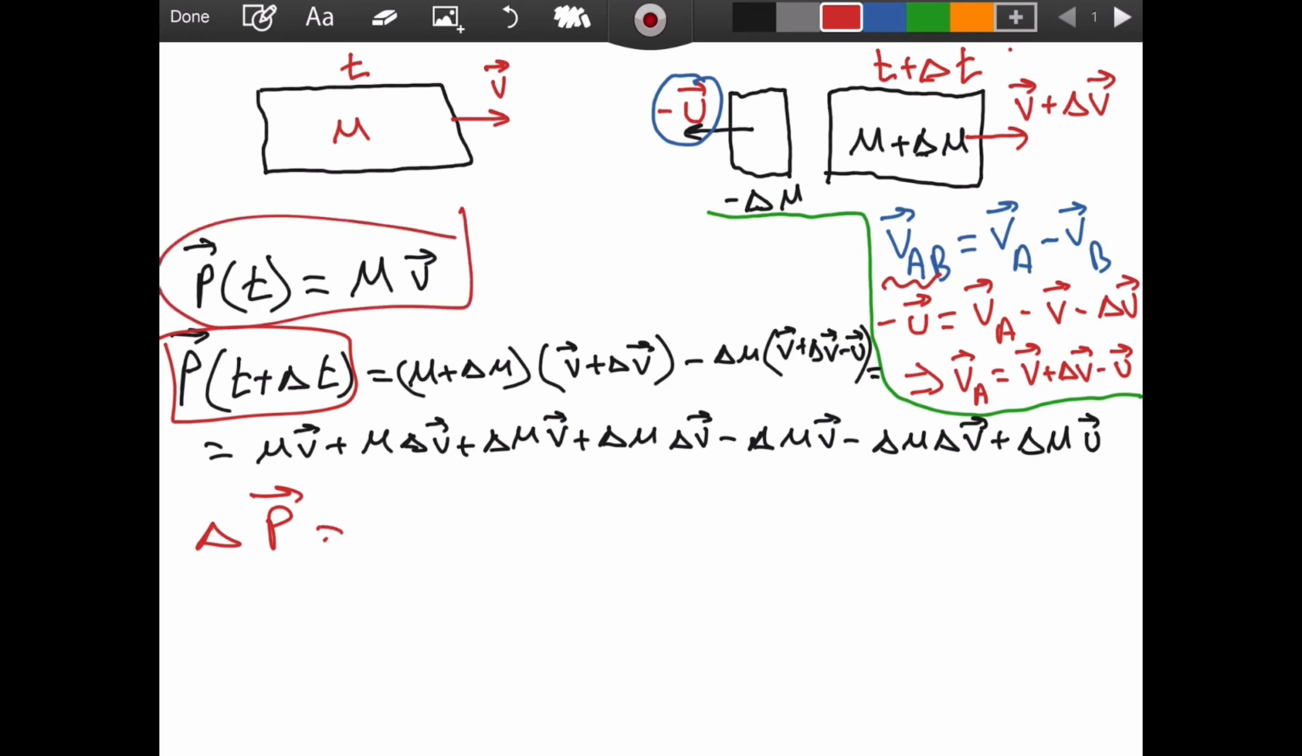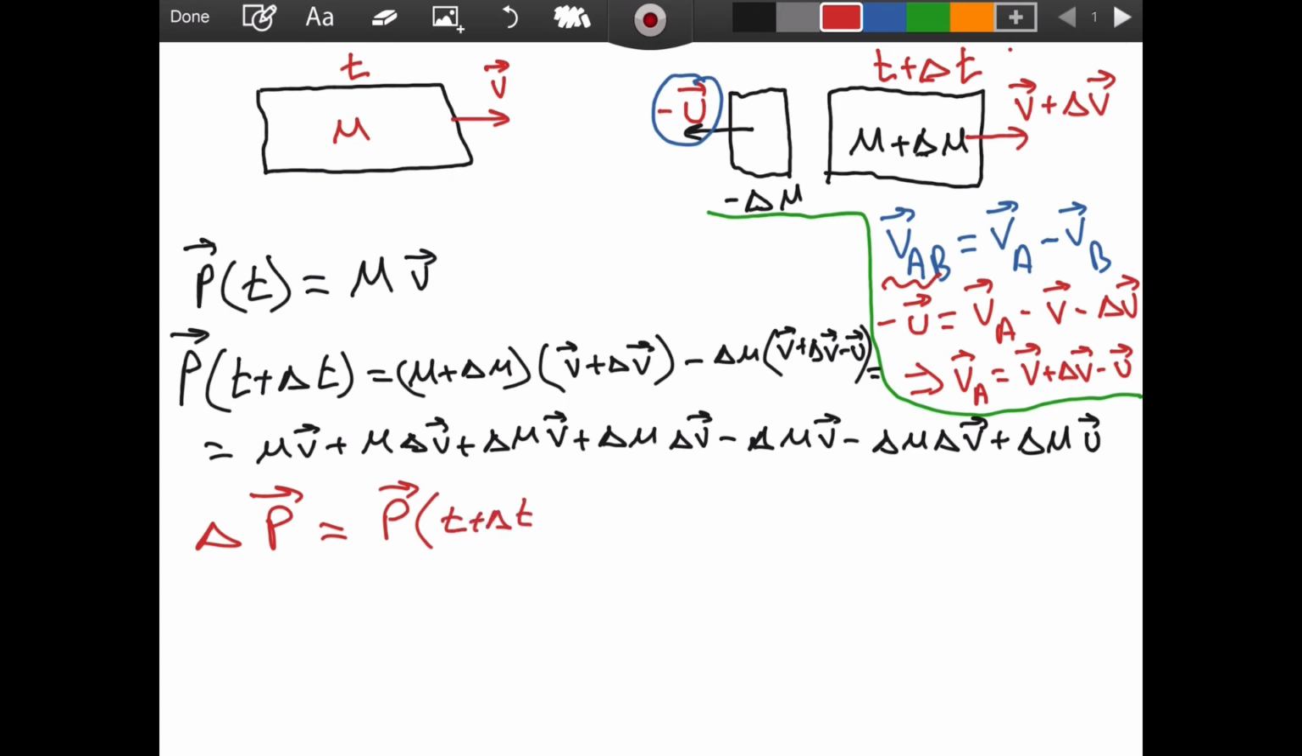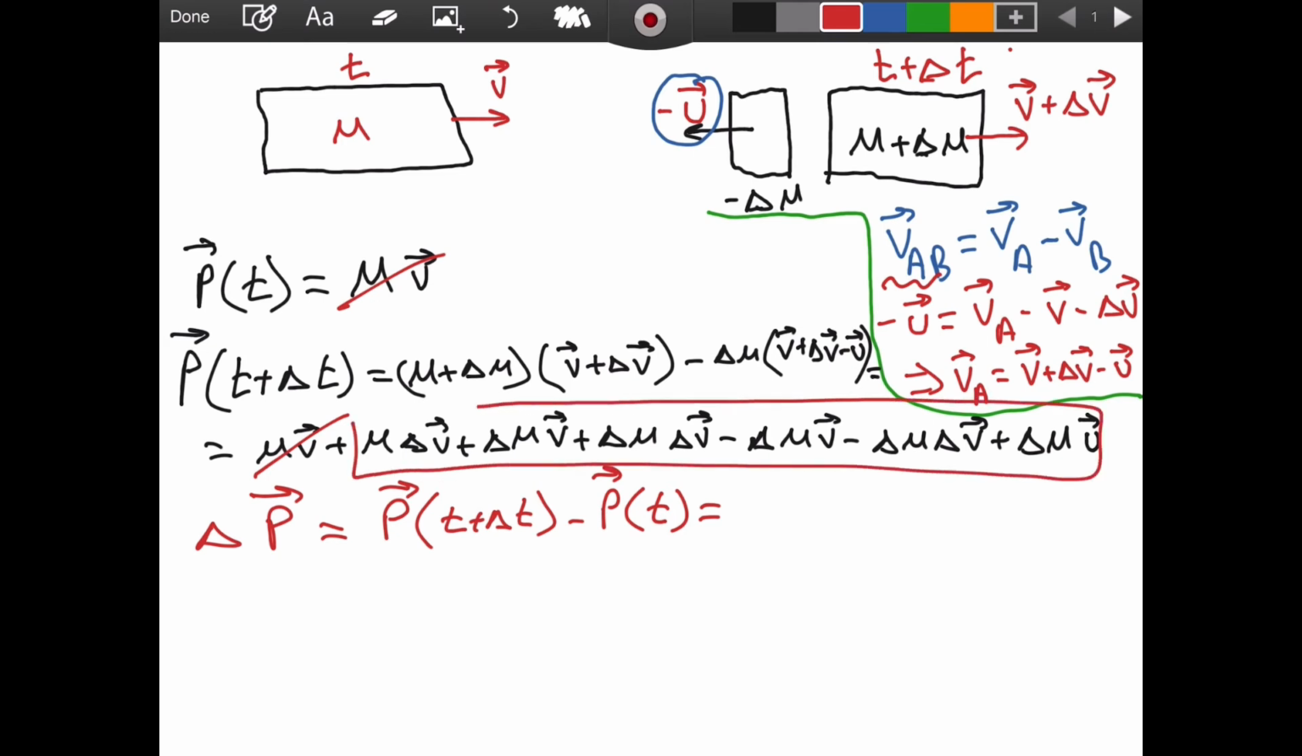So let's write them. We're going to have p at t plus delta t minus p at t. So this is the subtraction that we make. Delta means final minus initial, and that is exactly what we did. So the only thing that is going to happen is this mv is going to cancel this mv, and the rest is going to stay there. That is the change in momentum.